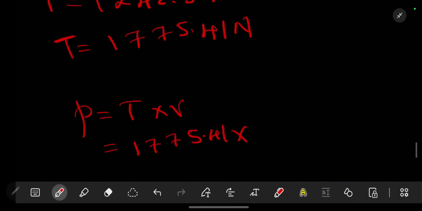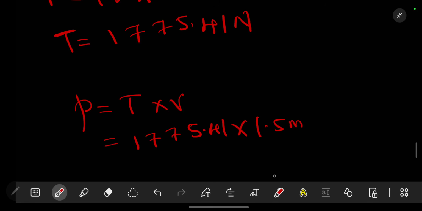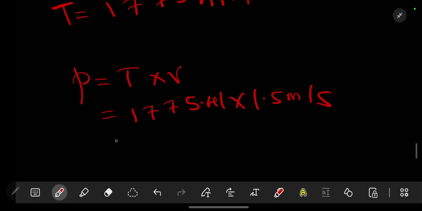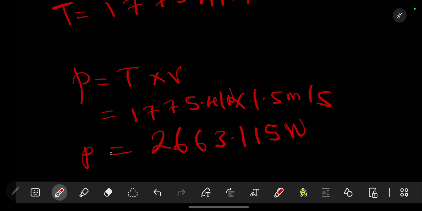So we multiply the newtons by 1.5 meters per second, and we get 2663.115. So this is what we have as our power in watts. Remember, the units for power are watts. Let's move on to our next question.